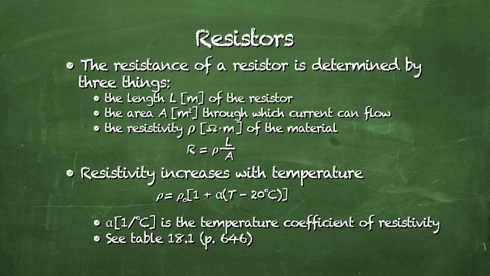If we were to put T equal to 20 degrees Celsius, then the alpha term would be equal to 0, and the resistivity would be equal to resistivity sub 0. As T increases, the resistivity increases, and as T decreases, the resistivity decreases. Alpha, which has units of 1 over degrees Celsius, is called the temperature coefficient of resistivity, and you would find that in a table of temperature coefficient of resistivity, together with resistivity sub 0.